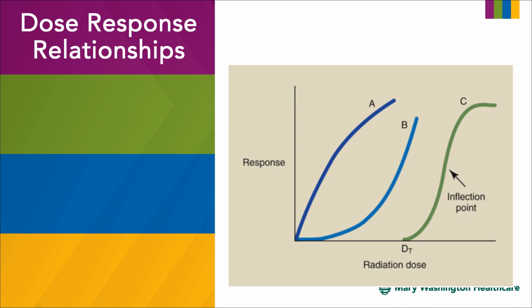A in this picture and B are both non-linear because they're neither one lines, so non-linear, and they're non-threshold because they start at 0 for the dose. In the green curve, which is C, that would be a nonlinear threshold. So nonlinear threshold means that it is not a line, but there is a threshold dose, which is a dose above 0.